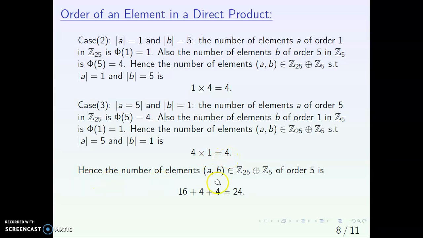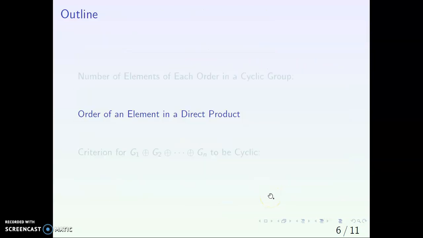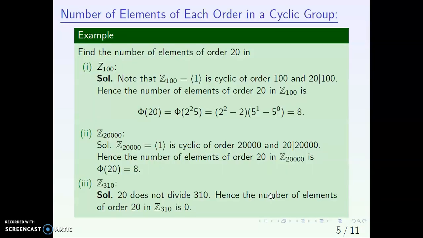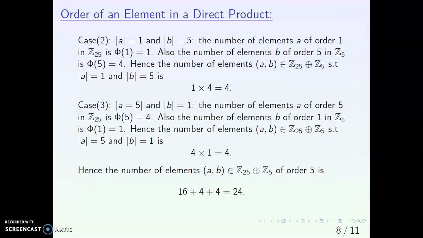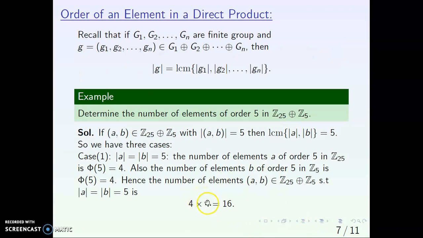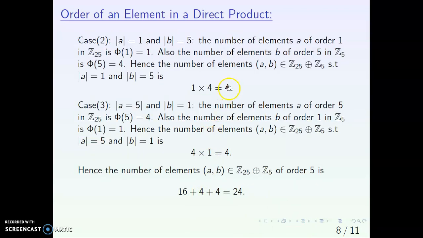So, the number of elements (A,B) in Z25 ⊕ Z5 of order 5 is: the first case was 16, the second case 4, the third case 4, so we have 16 plus 4 plus 4 equals 24.